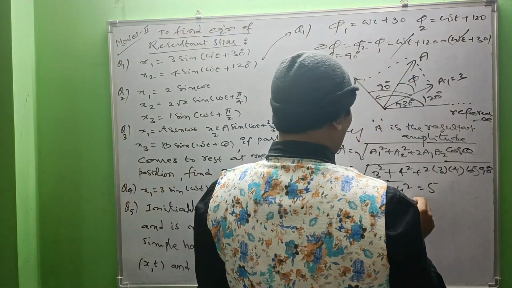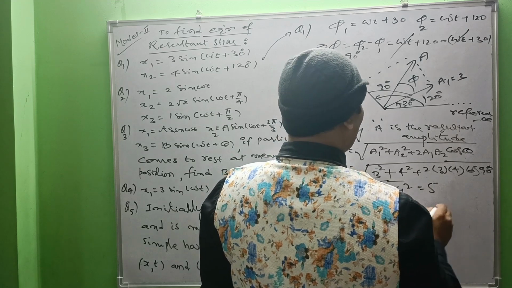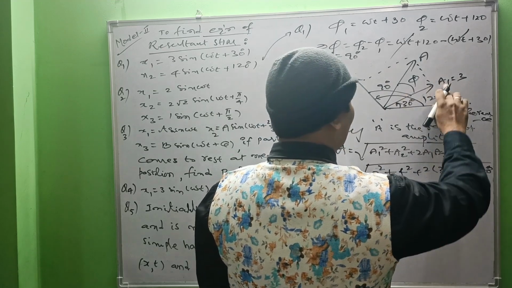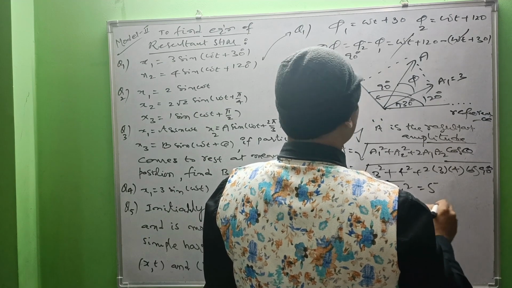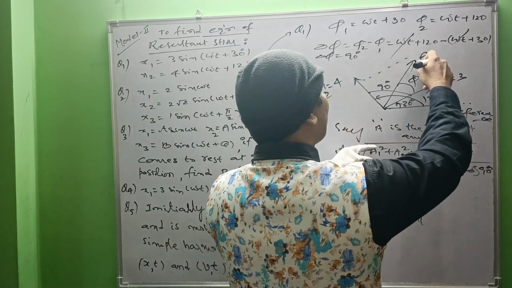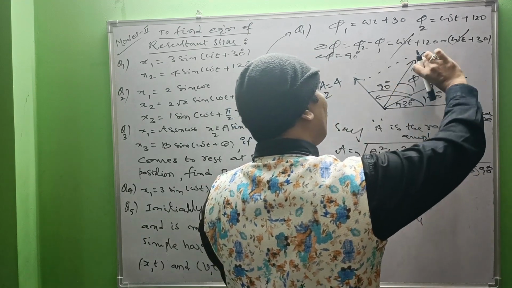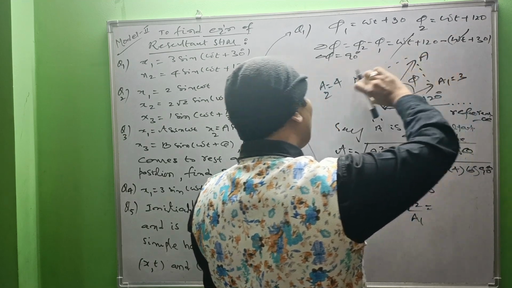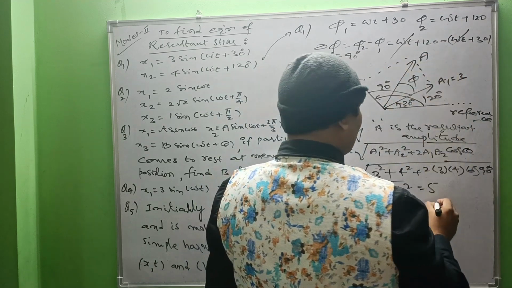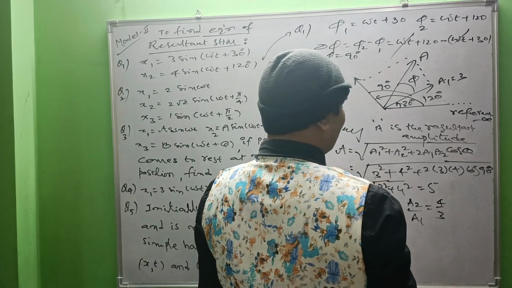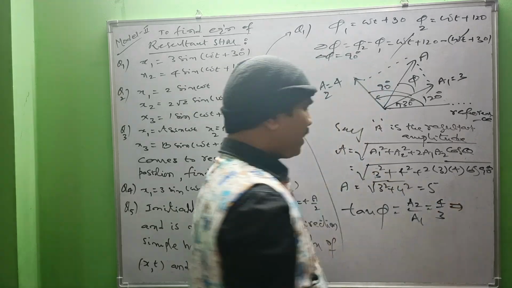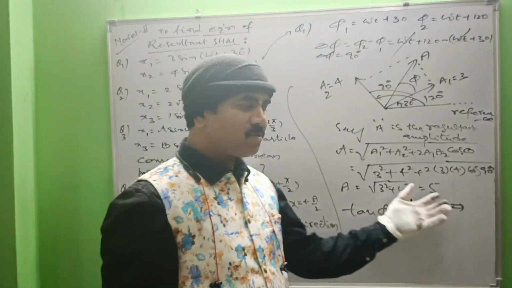So opposite side A2 by adjacent side A1. That is, A2 means what? 4. So opposite side. See this right angle triangle, tan phi equals opposite side by adjacent. Opposite means what? 4. Adjacent means 3. So 4 by 3. That implies tan phi equals 4 by 3. Phi equals tan inverse 4 by 3.